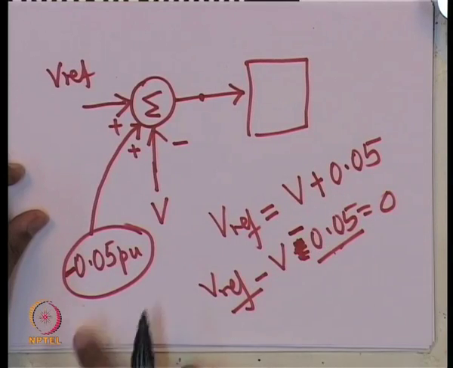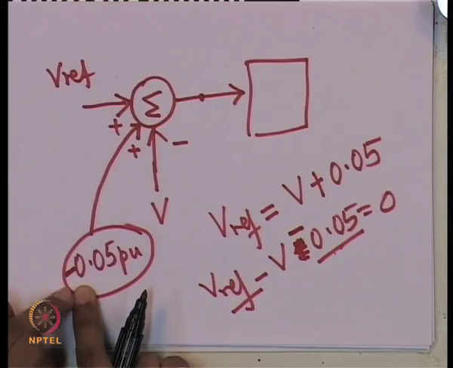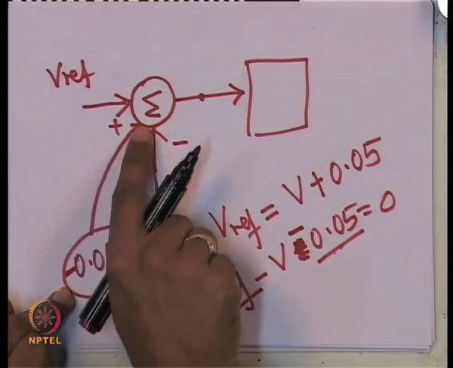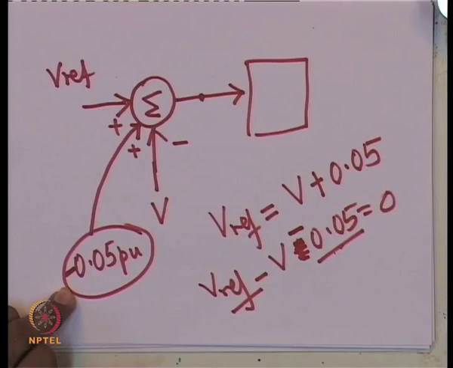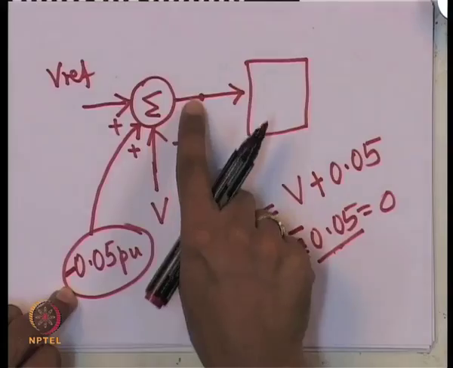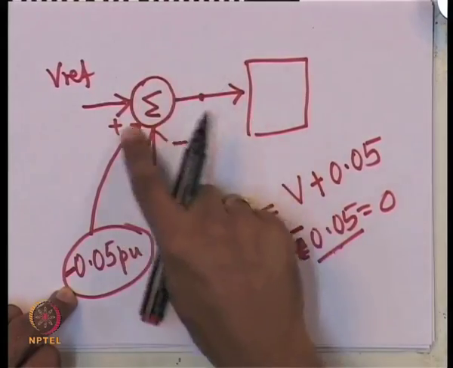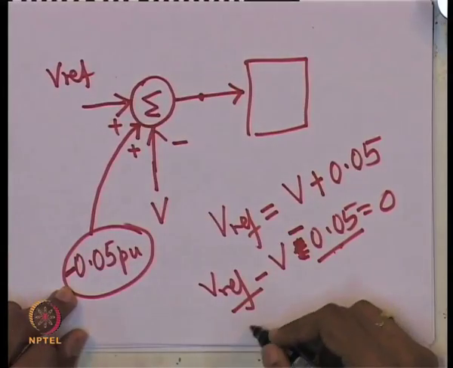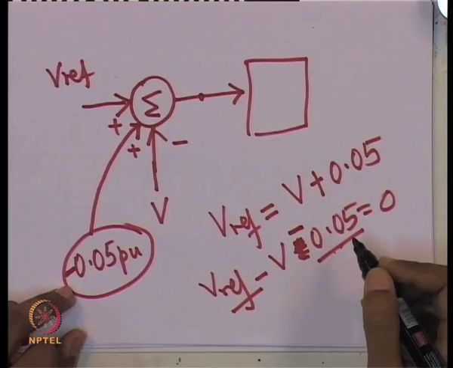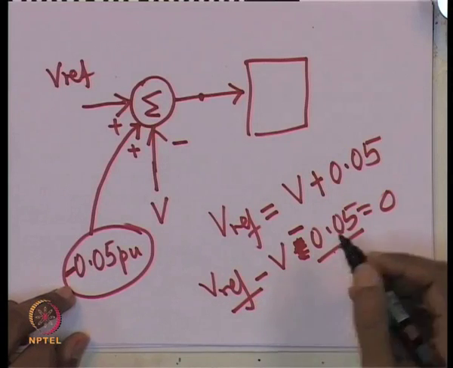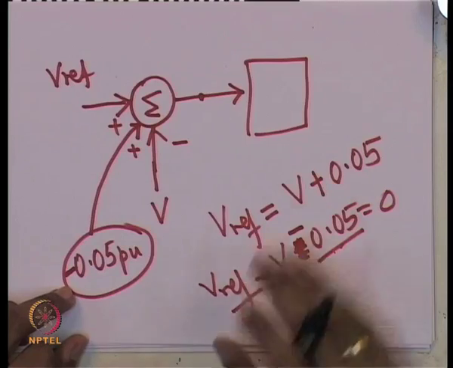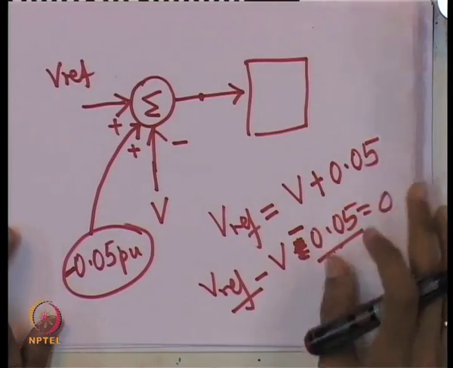This becomes minus. You may adjust this Vref by an additional signal which adds on to this summing point. So, I may add on minus 0.05, so I augment what comes out of this summer. So, finally, V will not be equal to Vref, but slightly less than Vref. Okay. So, this is what effectively a limiting function does.